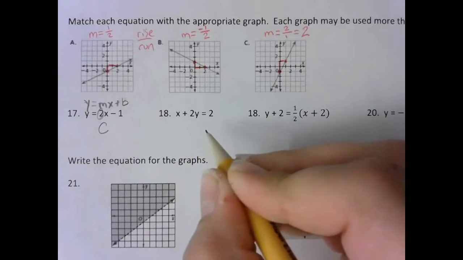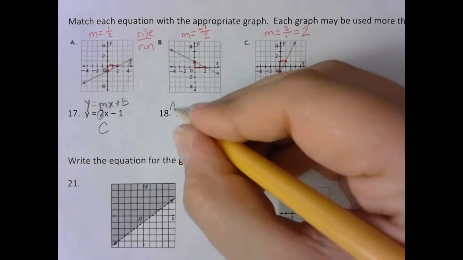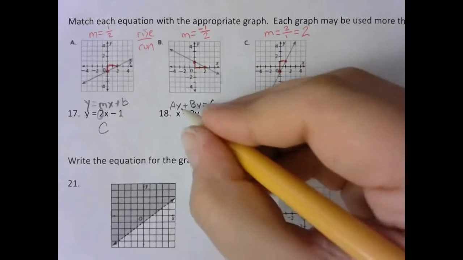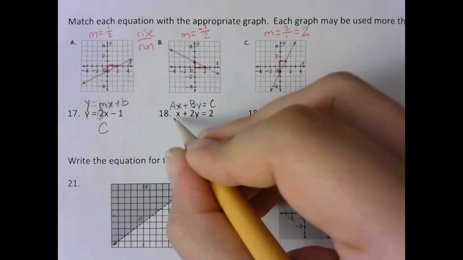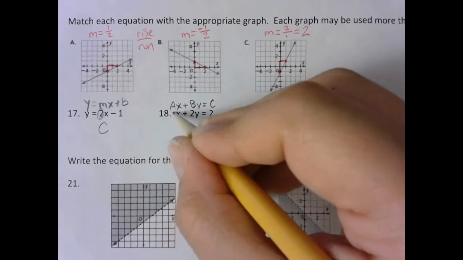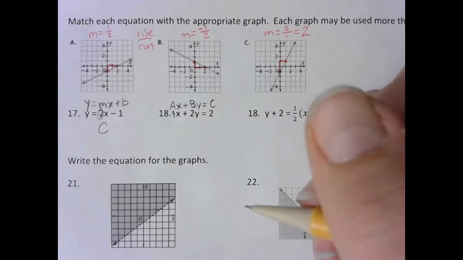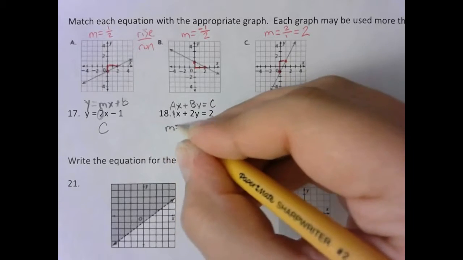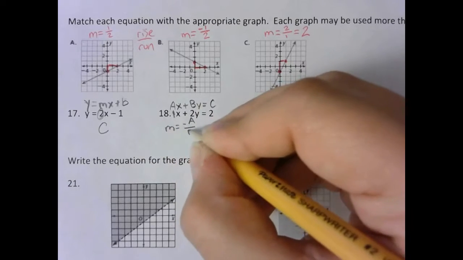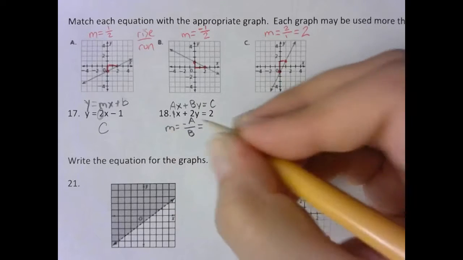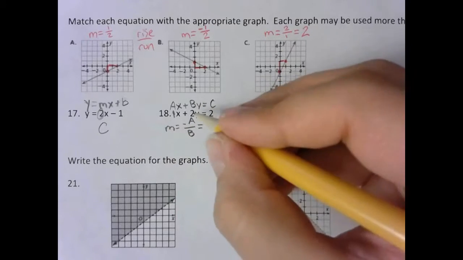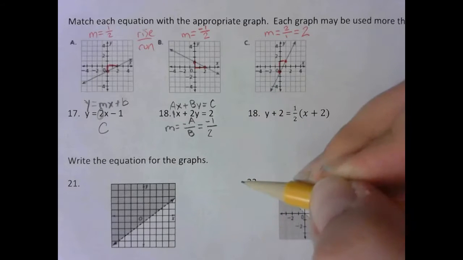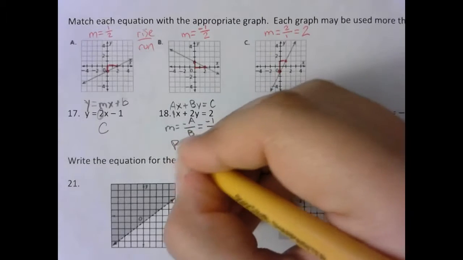Okay. 18, we have standard form. So remember, that's ax plus by equals c. And remember, when you don't have a number in front of a variable, that number is 1. Another important thing to remember, or you can look at the poster by your door, the slope when you're given standard form is -a over b. Well, we can see our a is 1, so -1 over b is 2. So ask yourself which graph has a slope of -1/2. That's graph B.